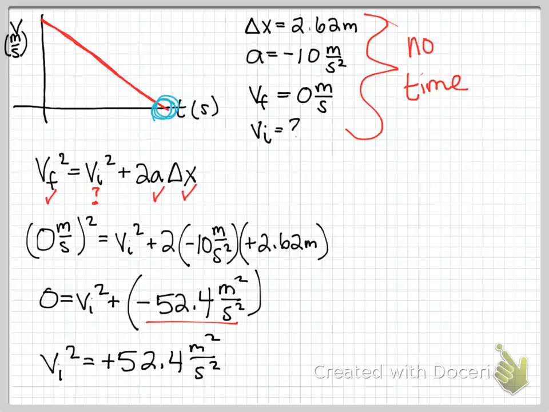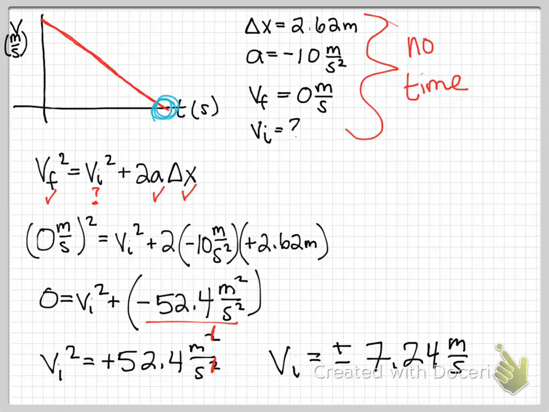Taking the square root of both sides and solving for this, I get V initial equals plus or minus 7.24 meters per second. Right? When I square root my units there, the meter squared square rooted is a meter, second squared square rooted is a second.